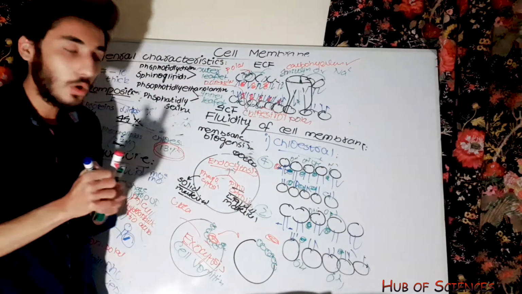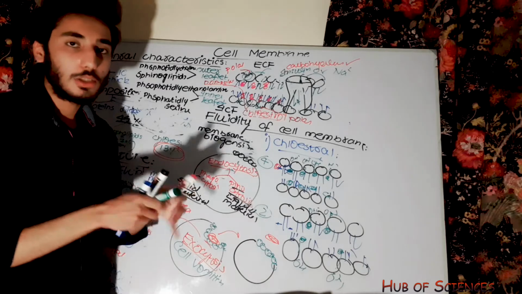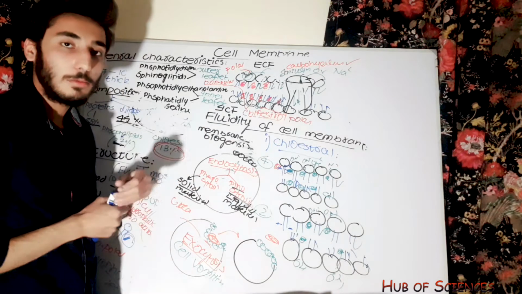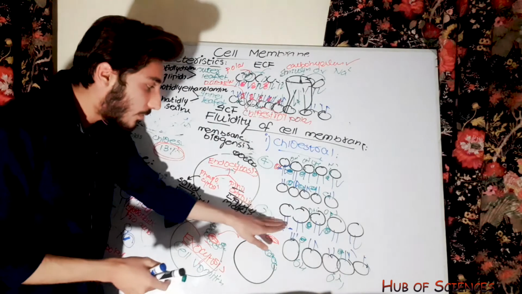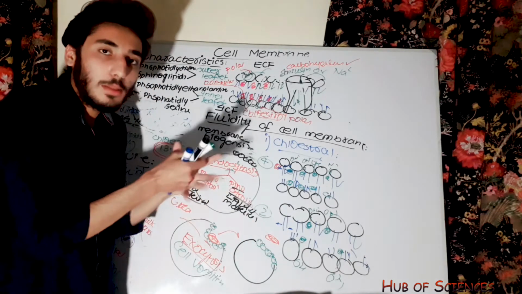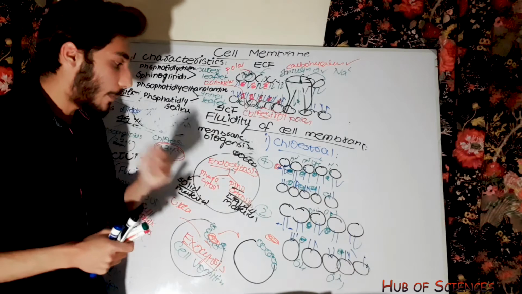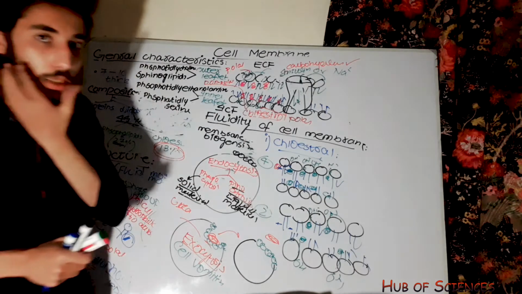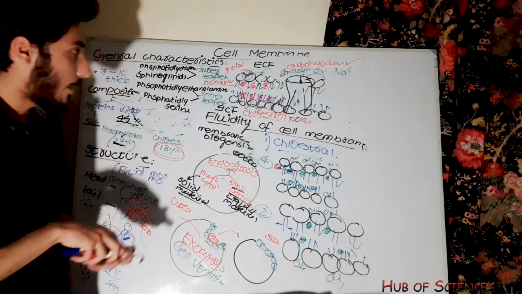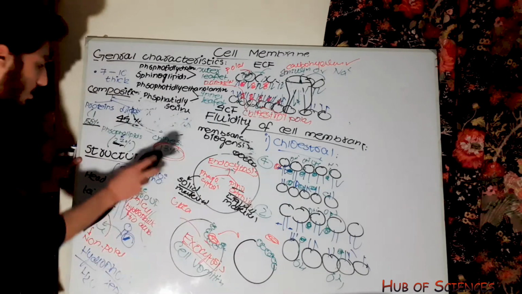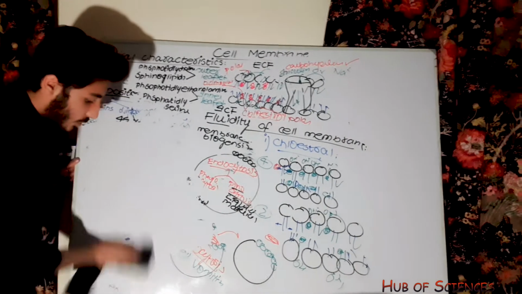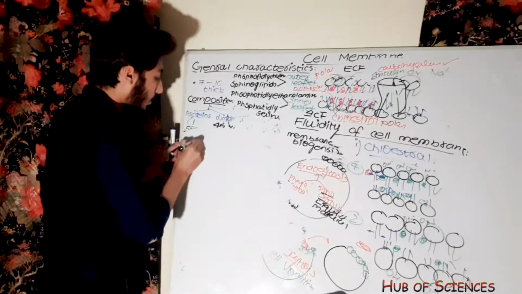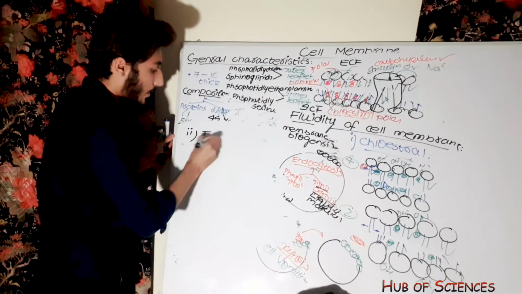So we conclude that the greater the concentration of cholesterol molecules, the less the fluidity, and vice versa: the lower the concentration of cholesterol molecules, the more the fluidity of the cell membrane. So cholesterol determines the fluidity of the cell membrane. The other major factor that determines the fluidity of the cell membrane is temperature. How will temperature affect it? The second factor is temperature.